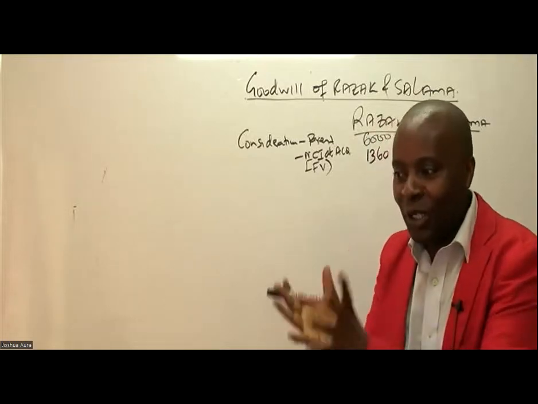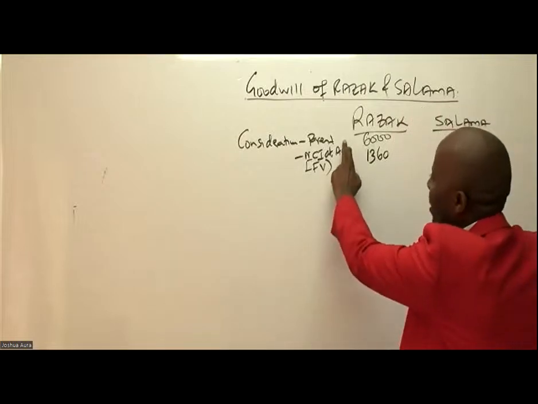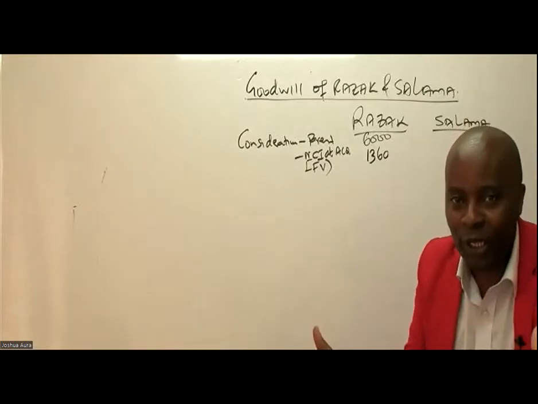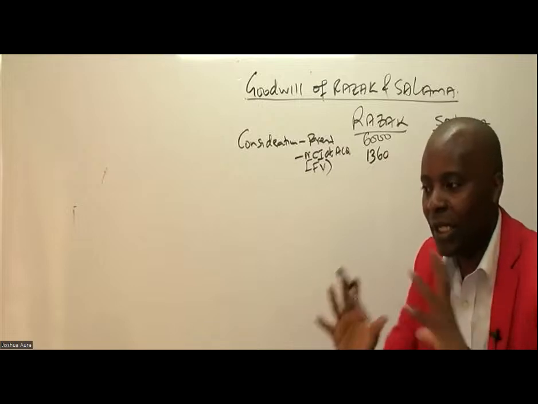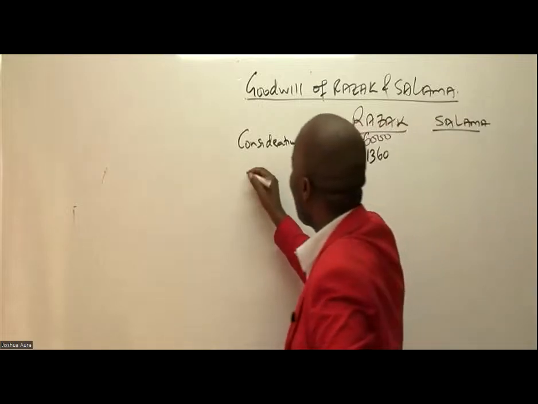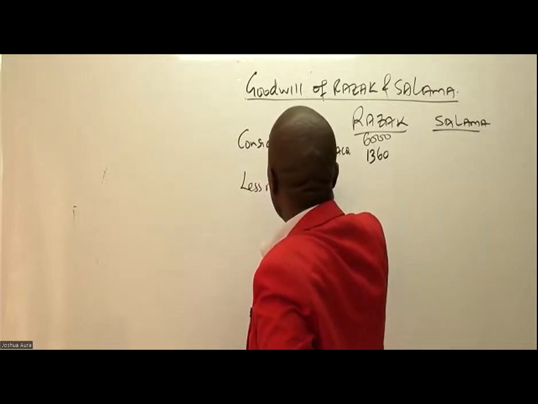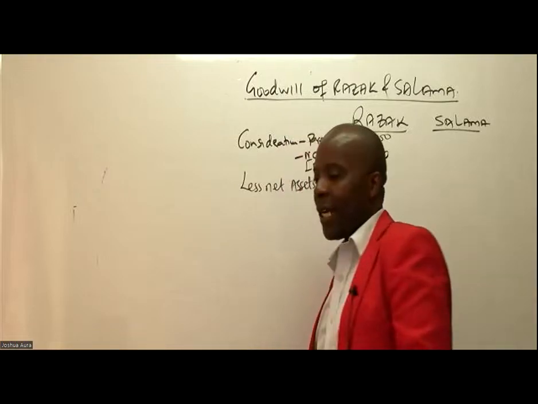We don't take the group share. Remember, this is the full method, because it has got parent and NCI measured at fair value. So you can't talk of group share. We simply less the total net assets of the subsidiary. So less net assets, not at disposal, net assets at acquisition.